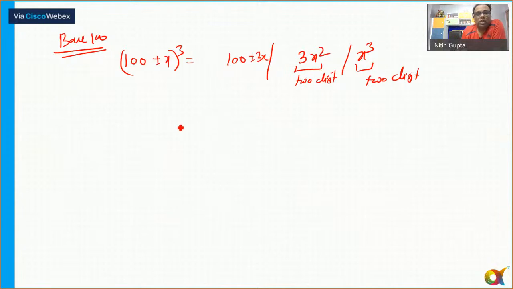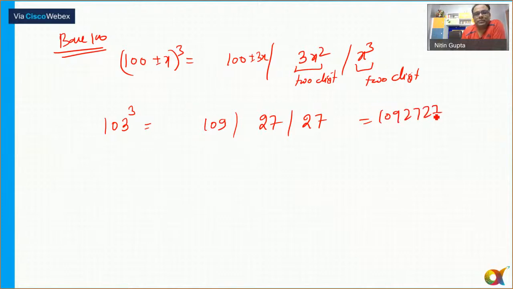Now, if I need to find out the cube of 103, I'll say 3 cube, which is 27. Write down 27. The middle part is 3 square, which is 9, and 9 into 3 is 27. And the first part is 100 plus 3 into 3, and 3 into 3 is 9, so I can write down 109. So it is 1092727. So the cube of 103 is 1092727.